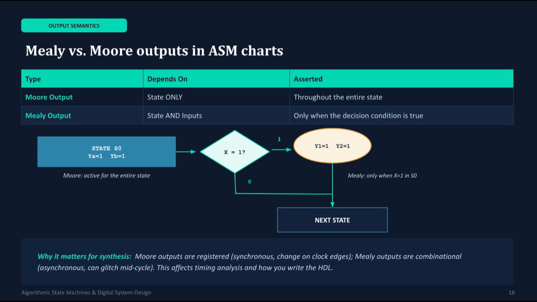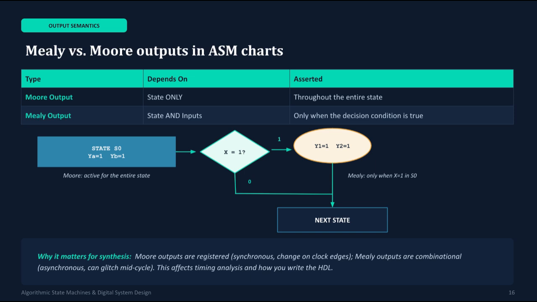A Moore output depends on state only, and it's asserted throughout the entire state. In our diagram, state S0 asserts Y and YB for the whole time the machine sits in S0. A Mealy output depends on state and inputs, and it's only asserted when a decision box's condition is true. In the diagram, Y1 and Y2 only fire when we're in S0 and the input X equals 1.